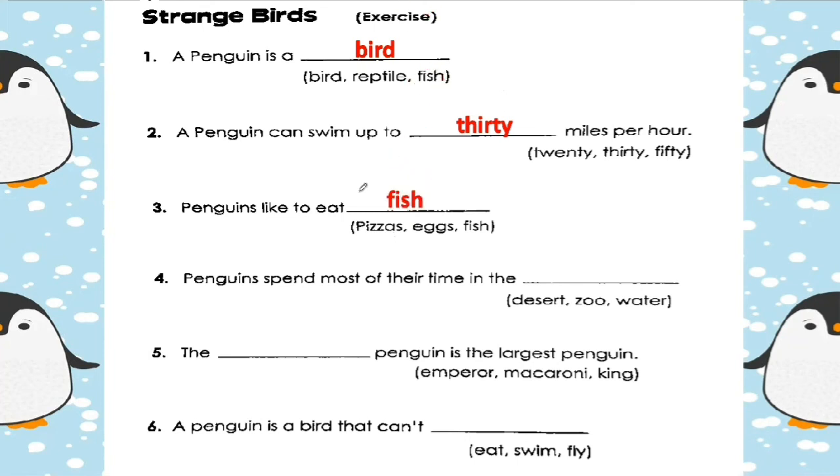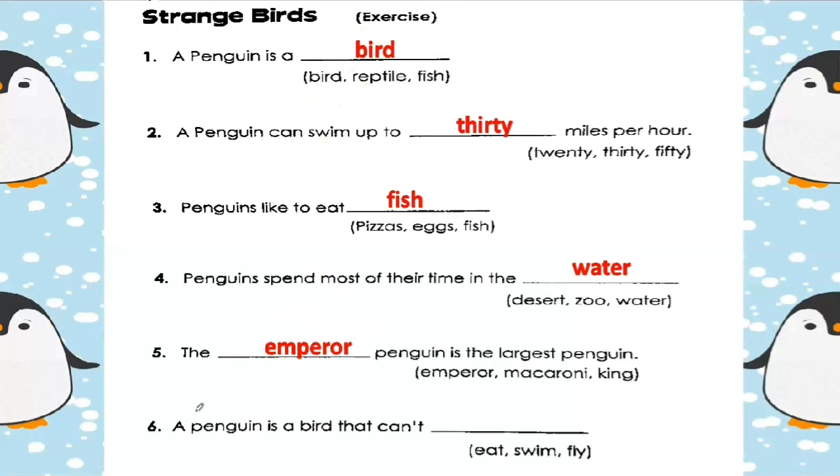Now number 4, penguins spend most of their time in the dash: desert, zoo, or water. Where do they live the most? Again, you can find the answer in the second paragraph, in the second sentence. They spend most of their time in the water. Now number 5, the dash penguin is the largest penguin: emperor, macaroni, king. Again, you can find the answer in the third paragraph. The emperor penguin is the largest penguin.